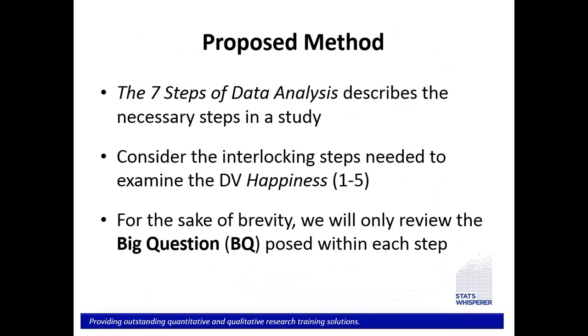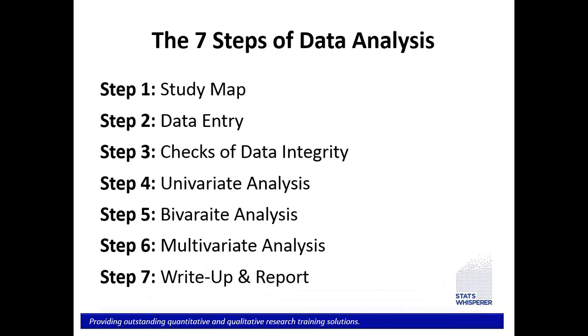So the 7 steps of data analysis describes the necessary steps in the study. So let's consider, for example, all the work we've done already. Consider the interlocking steps needed to examine the dependent variable happiness. Recall our sample study 1. Now, for the sake of brevity, because we already reviewed everything in depth, we're only going to review the BQ posed within each step, BQ being the big question. So here are the 7 steps of data analysis. Each of these we're going to consider now regarding our published article.